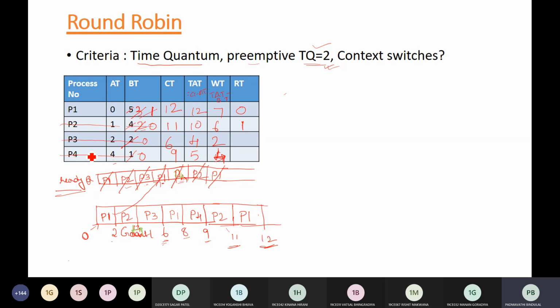Next, for the P3 process, you got your processor for the first time at the 4th instant, and arrival time is 2. So 4 minus 2, that is 2. And for the P4 process, it got the processor at the 8th instant, and it arrived at the 4th instant. So 8 minus 4 is 4. Okay? So this is how your response time and ready queue are maintained in the round robin scheduling algorithm. So always pay attention to what time quantum is given, and always maintain a ready queue.